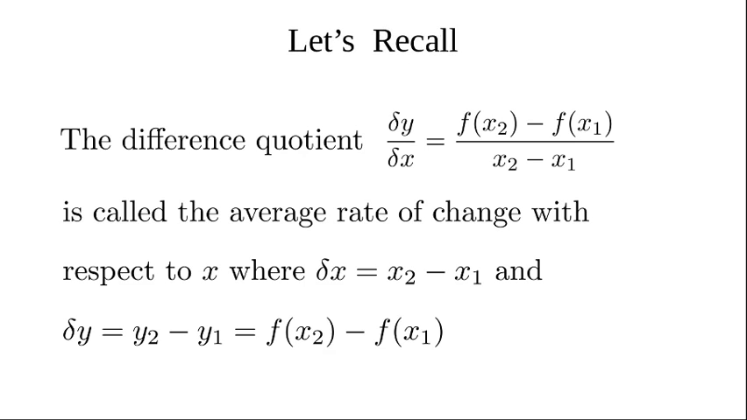What actually does the average rate of change mean? The difference quotient delta y upon delta x equal to f of x2 minus f of x1 upon x2 minus x1 is called the average rate of change with respect to x, where delta x is given by x2 minus x1 and delta y is given by y2 minus y1, which is nothing but f of x2 minus f of x1.